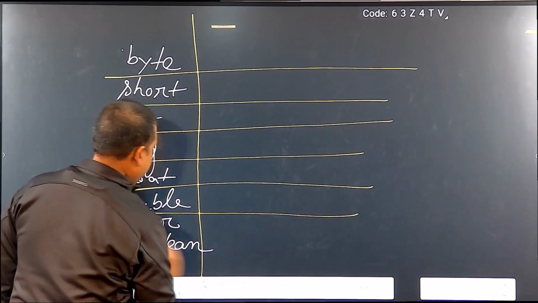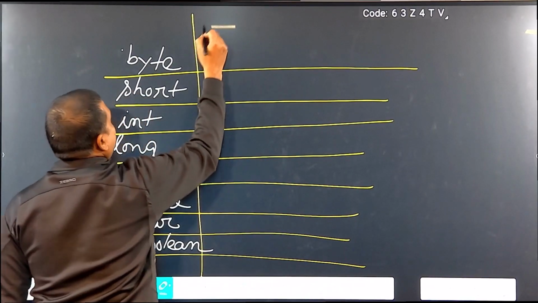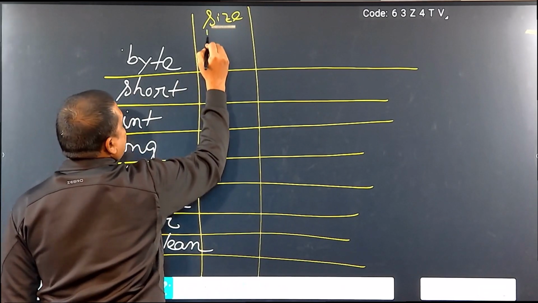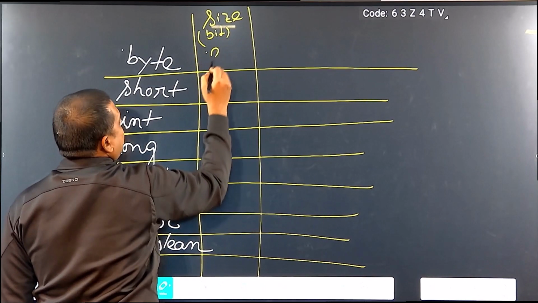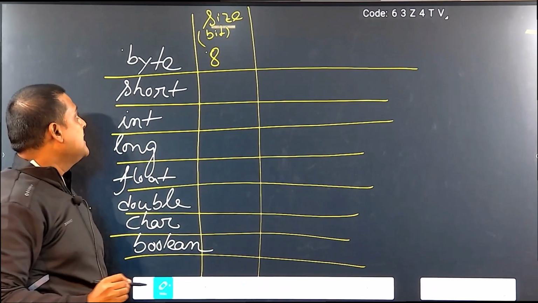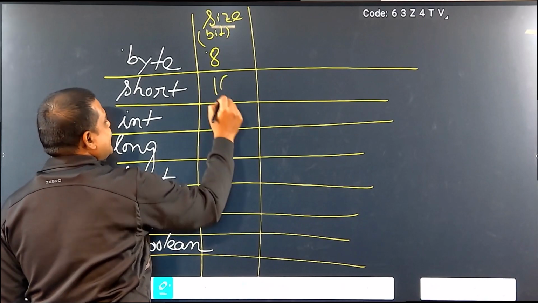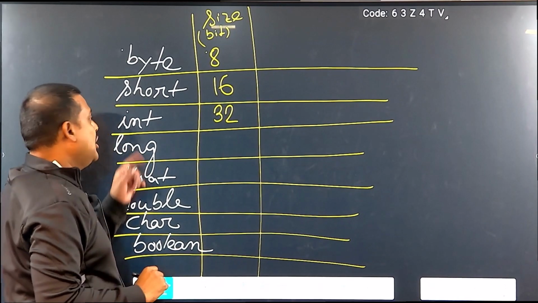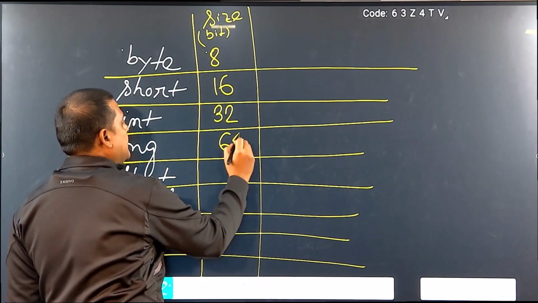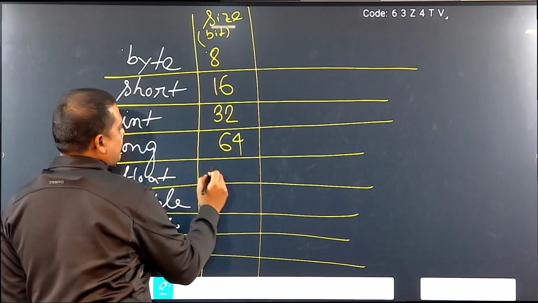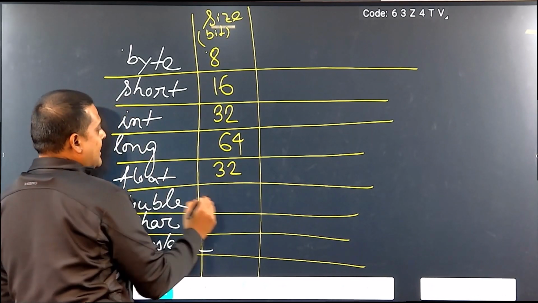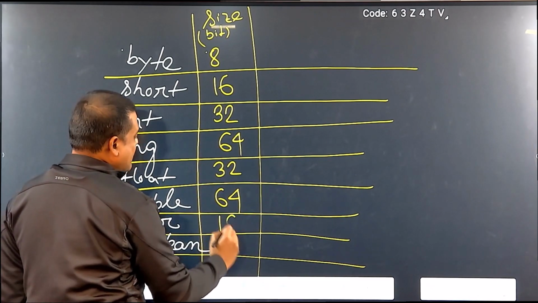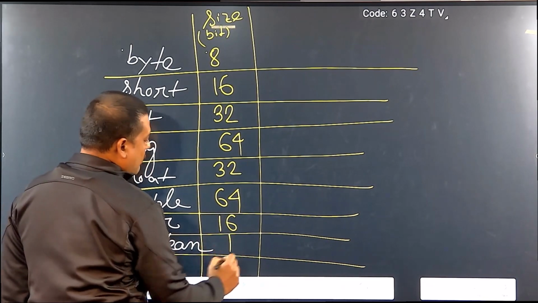Say, for example, if I try to define the size of byte, I am representing it in the form of bits. Byte is of 8 bit, short is of 16 bit, integer is of 32 bit, long is of 64 bit, float is of 32 bit, double is of 64 bit, character is of 16 bit, Boolean is of 1 bit.